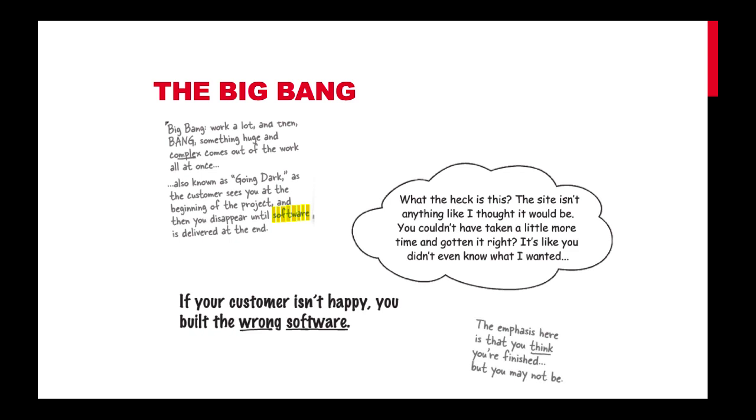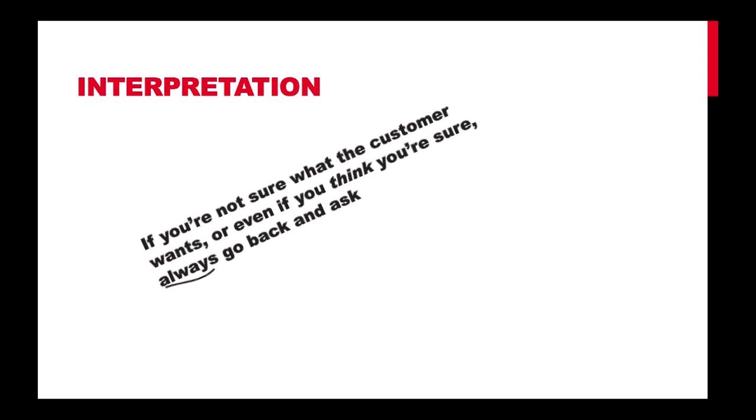For the Big Bang method, the emphasis is that you think you're finished. One thing I will tell you, and if you noted in our previous lectures, software is never done. Software is always evolving, always growing, always changing, always building. One of the reasons that you may do this whole Big Bang and then come out with the wrong product is because of something called interpretation. Every one of us wears our own set of glasses, whether you know it or not. Everything you hear and see and think and feel in the world is filtered through your own lens, and this is what we call interpretation.